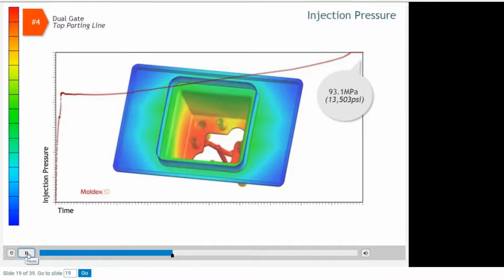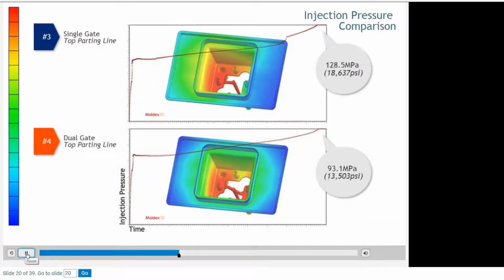The required injection pressure for the last example is 93.1 megapascals, which is the lowest of the four examples. Again, the flow distance will determine the overall pressure drop inside the cavity. Comparing the two pressure images side by side, you can see that the dual gate example not only has the lowest injection pressure requirement, but also the most uniform pressure distribution.